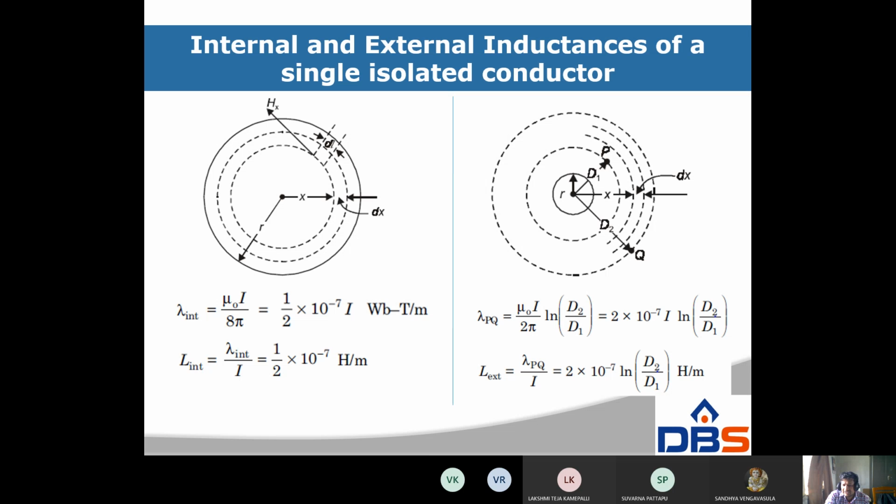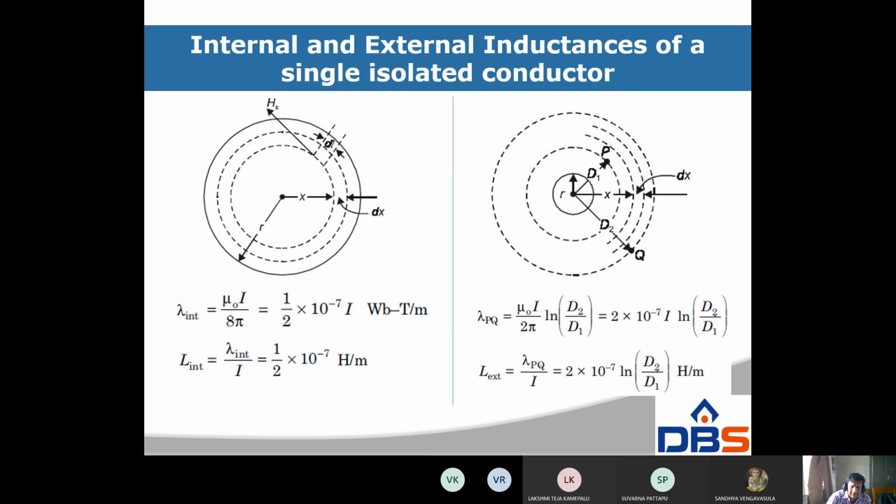That mu 0 I by 2 pi value, mu 0 by 2 pi value, is 2 into 10 power minus 7, right? So just a recap of all these things. Inductance of a single phase two wire line, let us consider here. Two conductors, the spacing between them is d and the radii are r1, r2. So flux linkage is 2 into 10 power minus 7 ln d by r dash. Inductance means I cancels, 2 into 10 power minus 7 ln d by r dash.